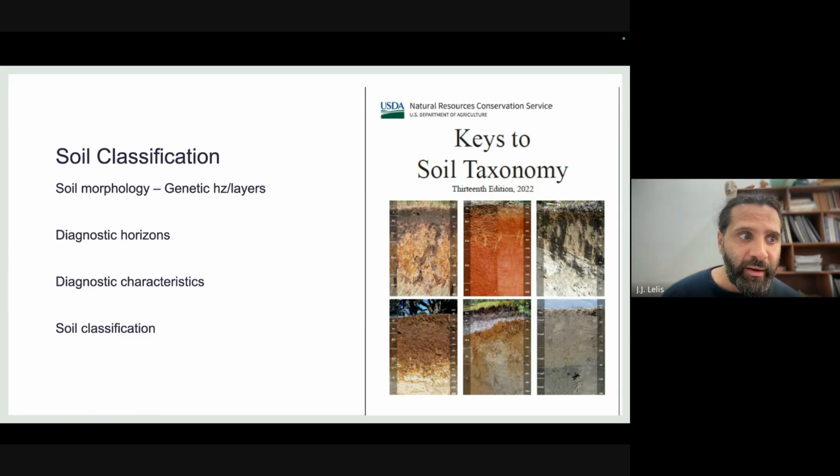Okay, but if I find a specific horizon with one specific amount of concretions and nodules, or a specific size of these concretions and nodules, then I can fit this genetic horizon into a diagnostic horizon. Okay, because this genetic horizon fits some specific criteria. For example, the amount of concretions and nodules, the size and the connection between these concretions and nodules.